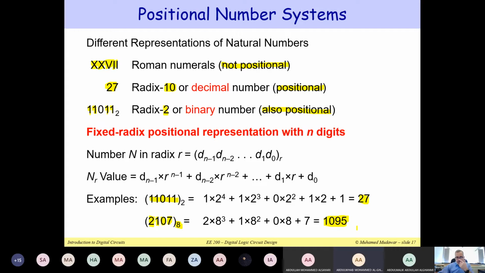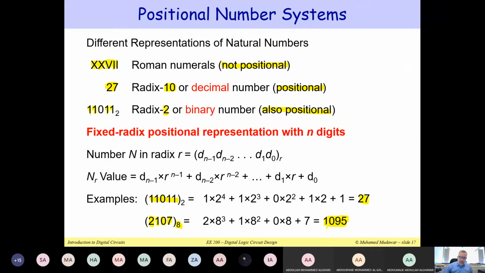I'm getting an echo. So this number 2107 is the number 1095. Now 1095 is the decimal value of this number. Now this is not 2107 because this is not decimal, this is octal. So I just read it digit by digit, 2107, whereas this number is 1095 because this number is in decimal.